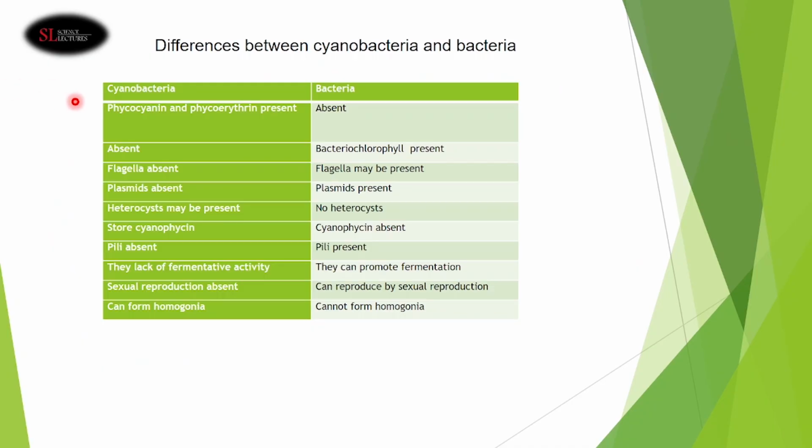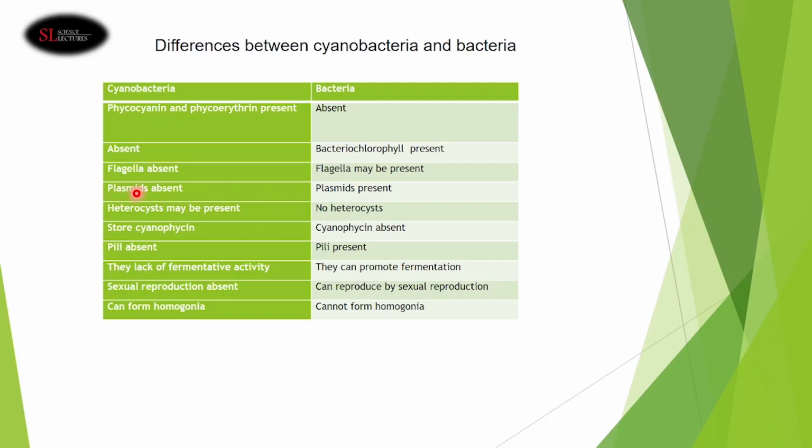So what are some of the differences between cyanobacteria and bacteria? Number one, cyanobacteria has phycocyanin and phycoerythrin, while bacteria does not have them. Number two is the absence of bacteriochlorophyll. Bacteria has bacteriochlorophyll, while cyanobacteria doesn't have bacteriochlorophyll. Then cyanobacteria doesn't have any flagellated form, while some bacteria have flagella.